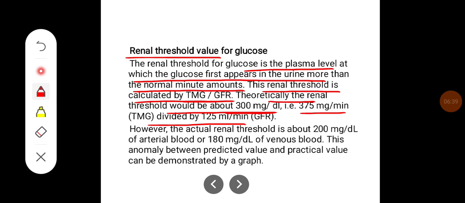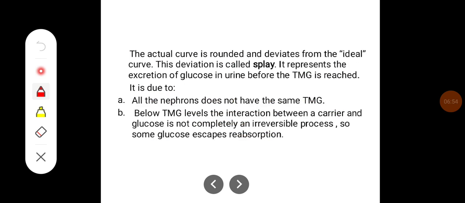However, the actual renal threshold is about 200 milligrams per deciliter of arterial blood or 180 milligrams per deciliter of venous blood. This anomaly between predicted value and practical value can be demonstrated by a graph. The actual curve is rounded and deviates from the ideal curve. This deviation is called as splay. It represents the excretion of glucose in urine before TMG is reached.